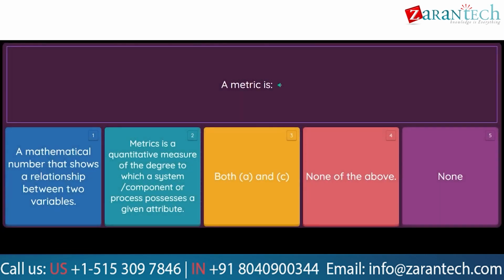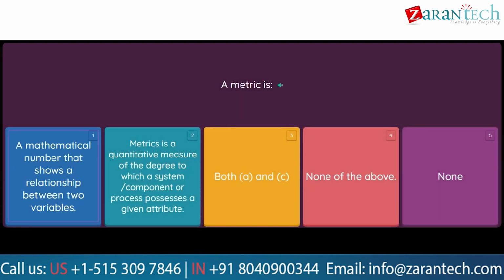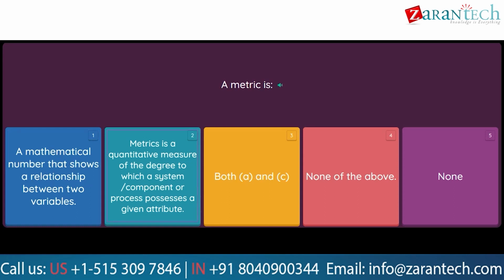Question: a metric is Option 1, a mathematical number that shows a relationship between two variables. Option 2, metrics is a quantitative measure of the degree to which a system/component or process possesses a given attribute. Option 3, both A and C. Option 4, none of the above. Option 5, none.